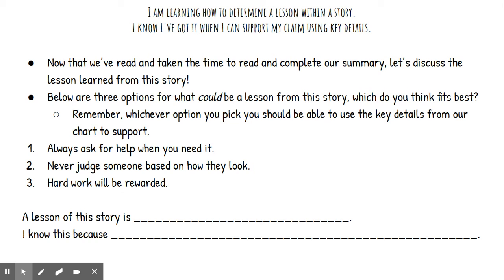All right, Super Scholars, make sure for your independent work, you turn in a picture of your summary, so your paper head five, and you finish these two sentence starters.